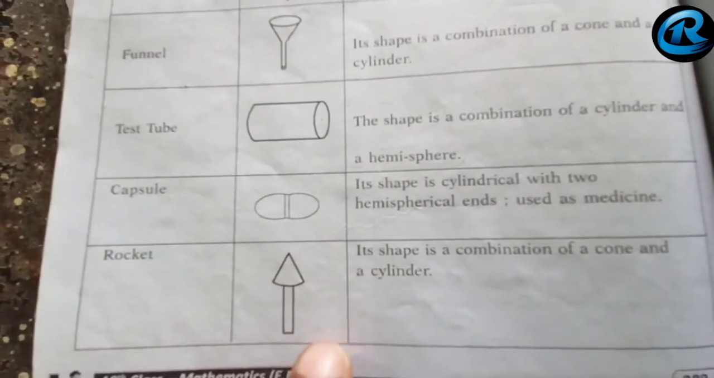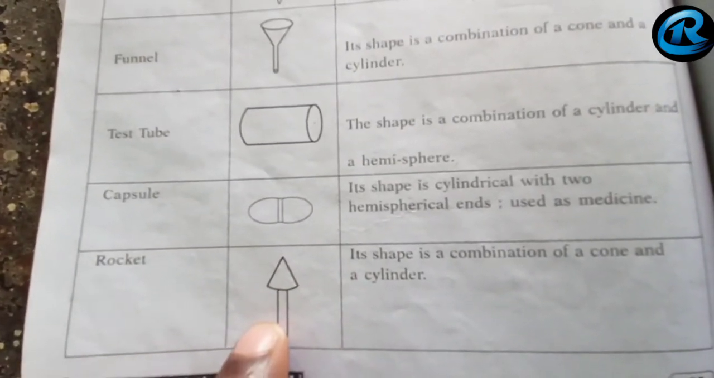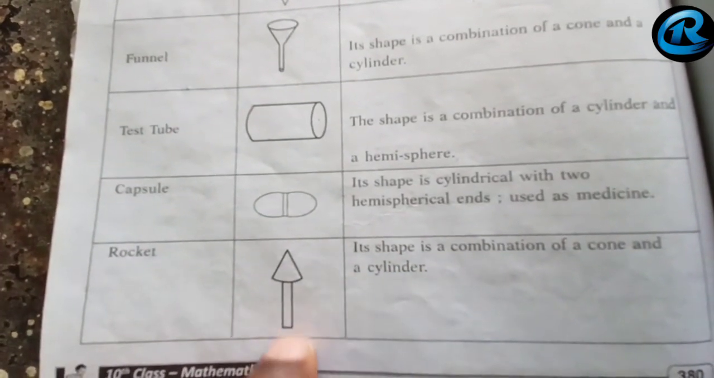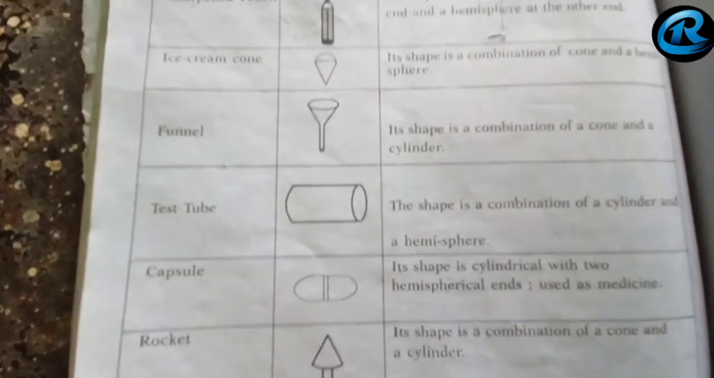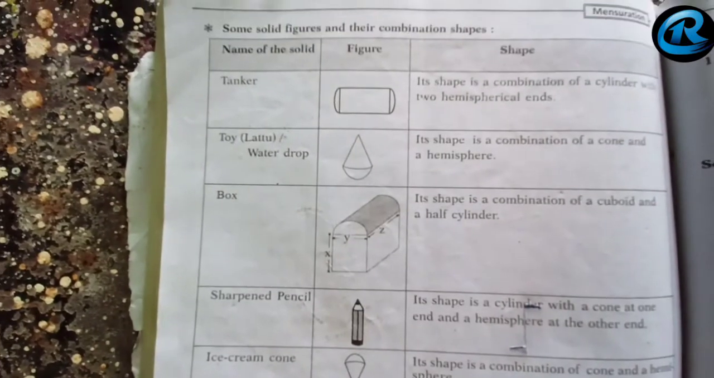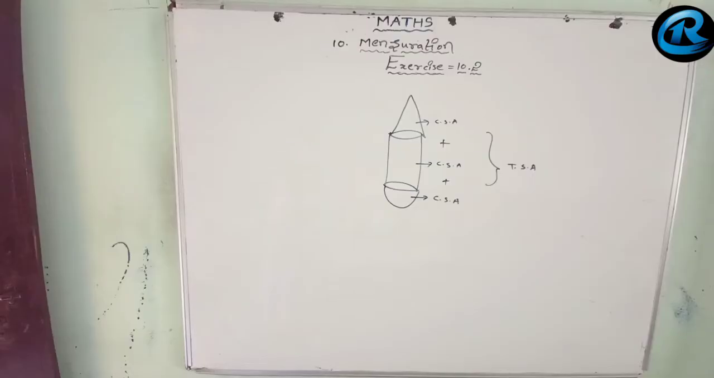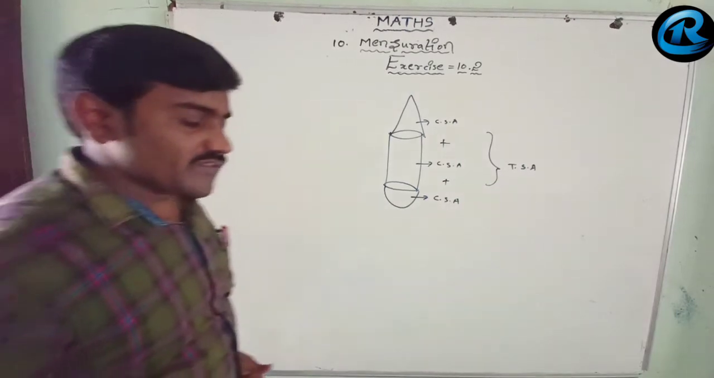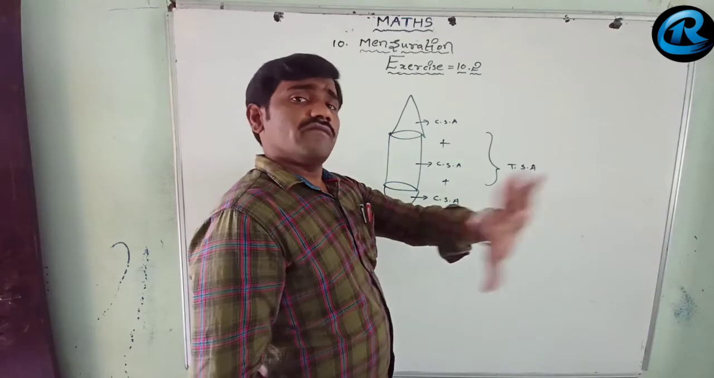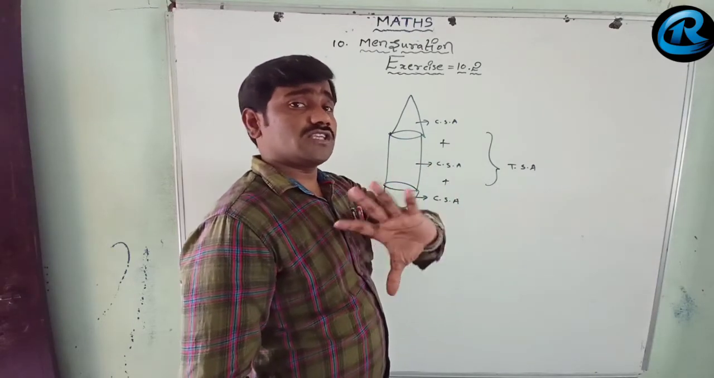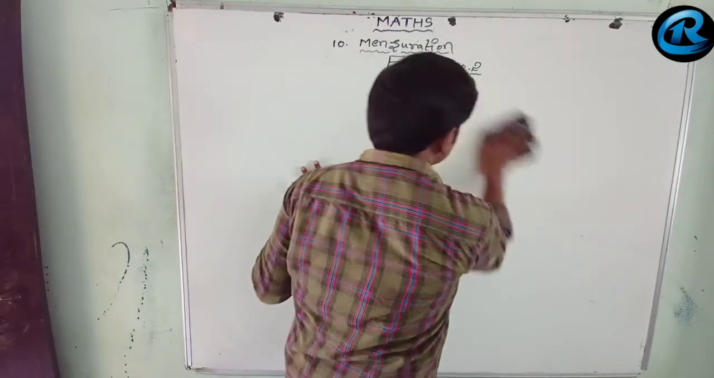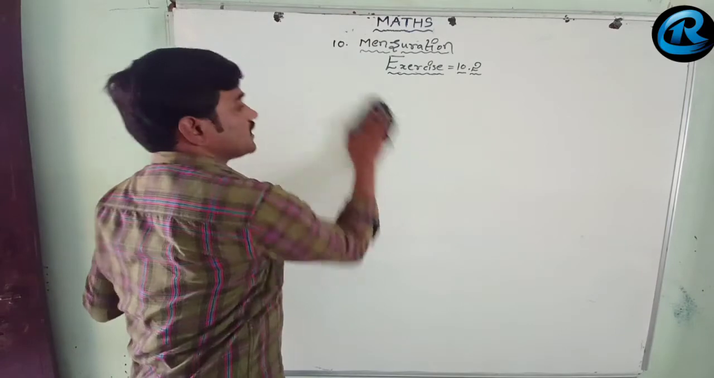And rocket. Can you see which figures are combined in this? The shape is a combination of a cone and a cylinder. These combinations of figures will help us to do this exercise number 10.2. Now we go for the sums of the exercise problems. But remember, if you want to find out the total surface area of a solid figure, we have to find out the curved surface areas individually, then add all the curved surface areas. It will give us the total surface area.